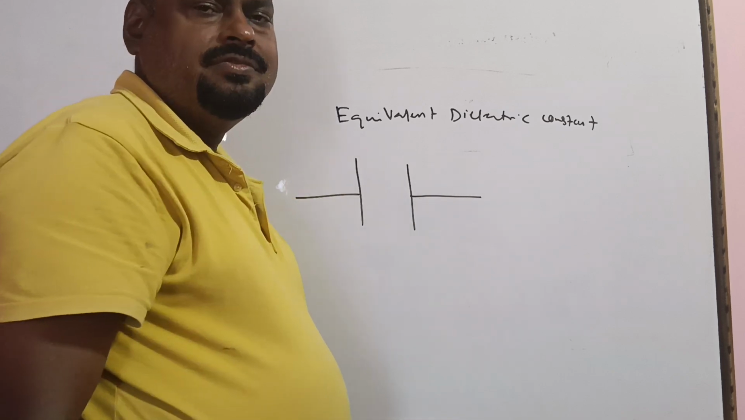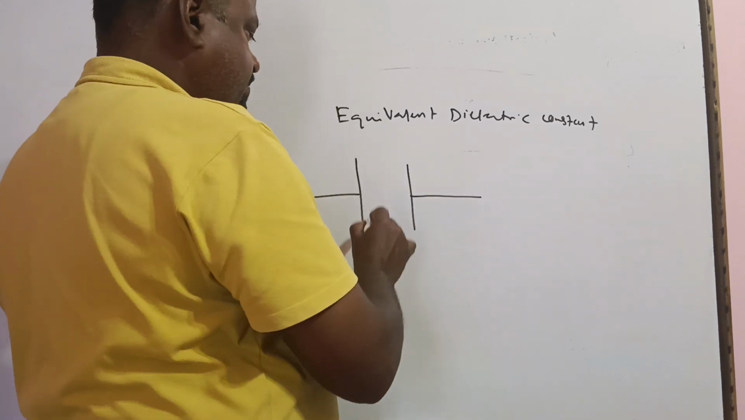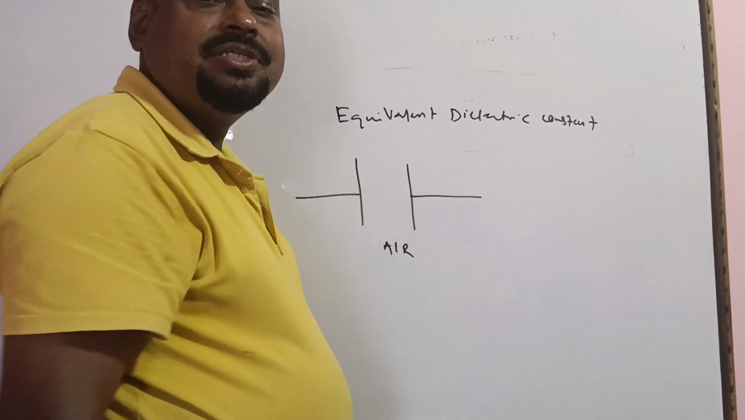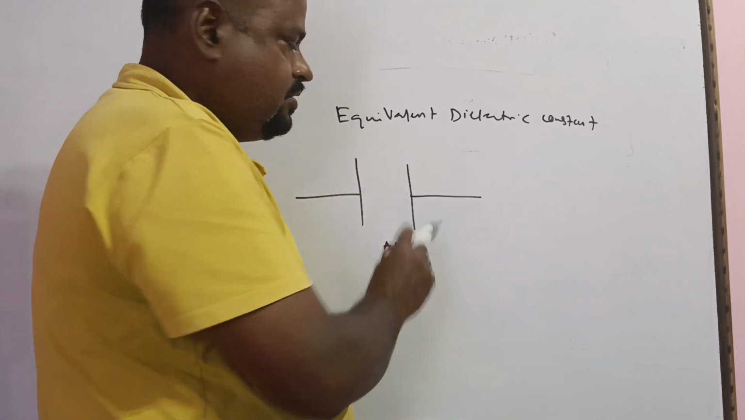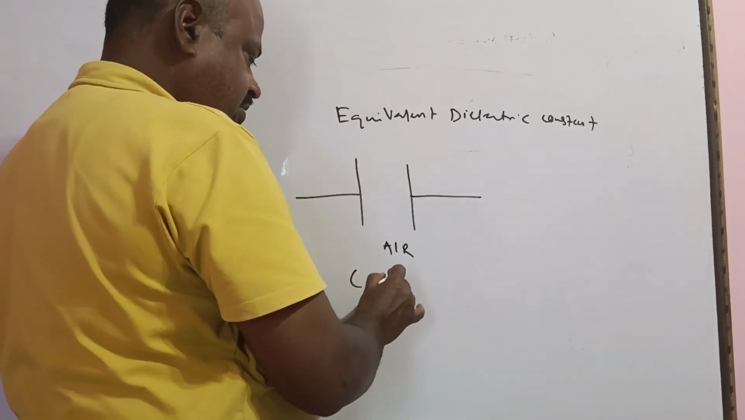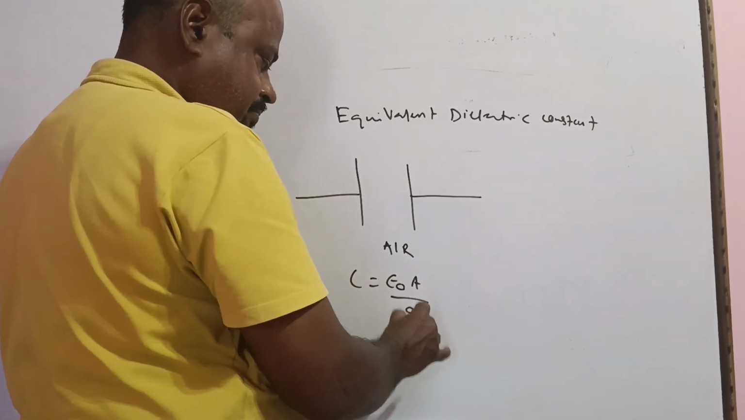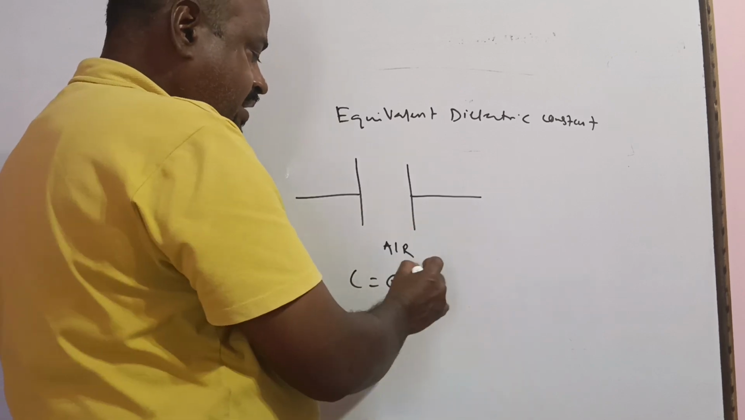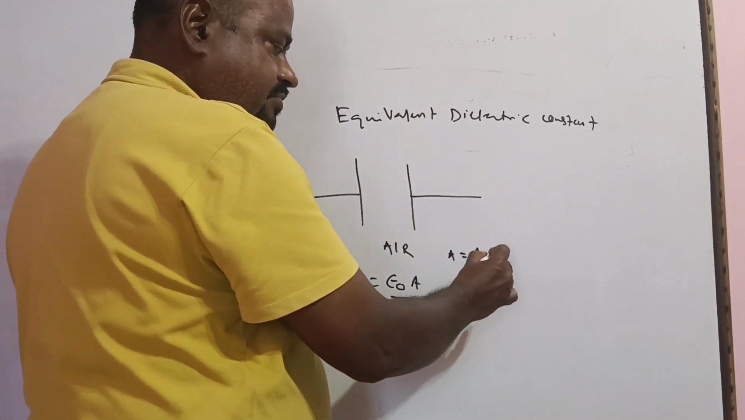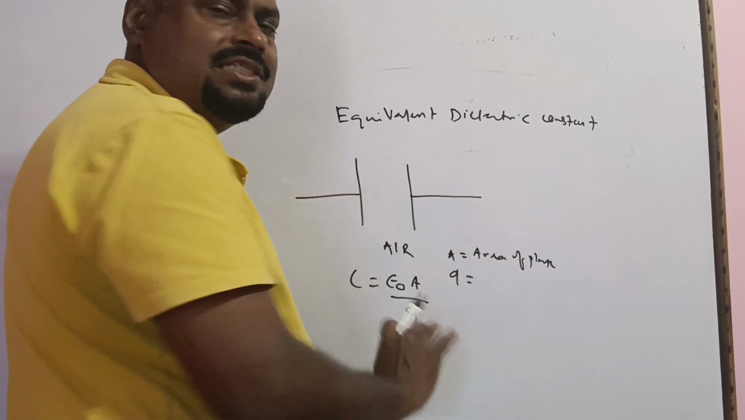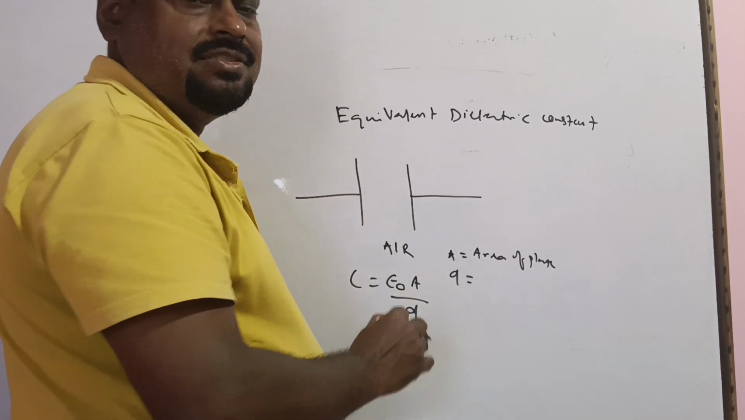Let it be a capacitor with only air present within it. No medium, no dielectric medium. So capacitance equals epsilon naught A by D, where D is the distance of separation between the two plates and A is the area of the plate.